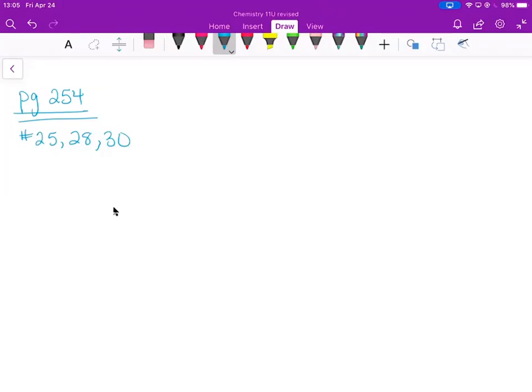learning chemistry. Okay, so I'm working on number 25. Acrylic, a common synthetic fiber, is formed from acrylonitrile. Acrylonitrile can be prepared by the reaction of propylene with nitric oxide. And so let's look at what's going on.